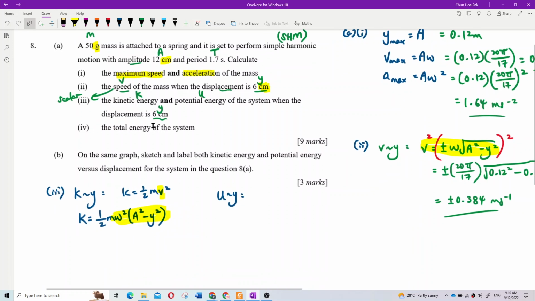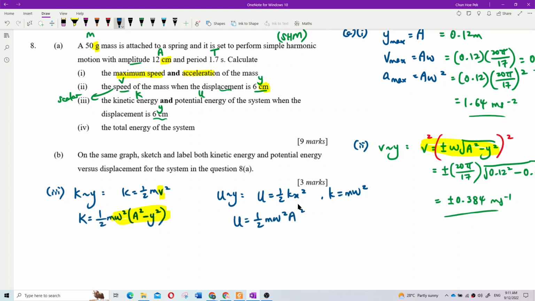Then what is the potential energy formula? Potential energy formula is half k x square. This is elastic potential energy. Remember that k equals m omega square. So that's why the potential energy formula is half m omega square x square.